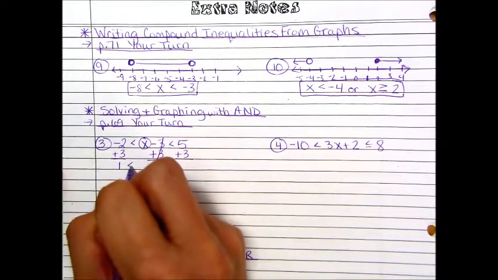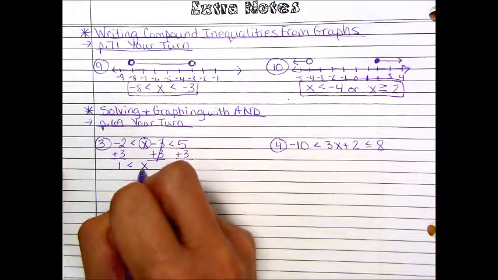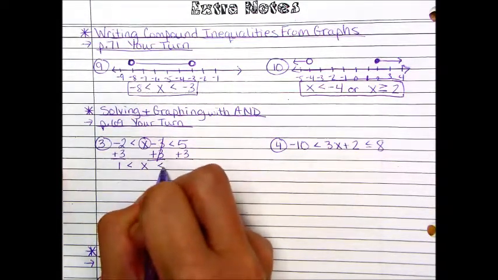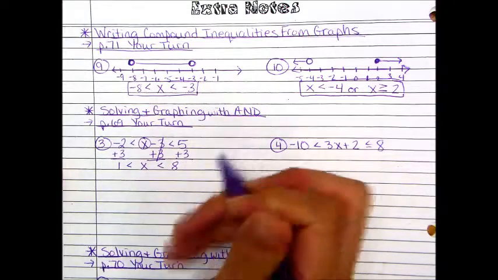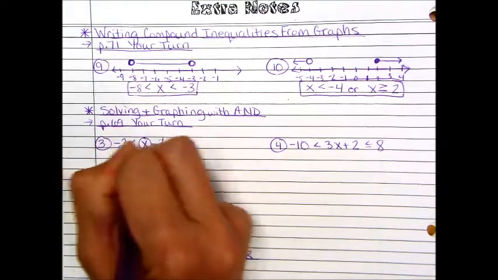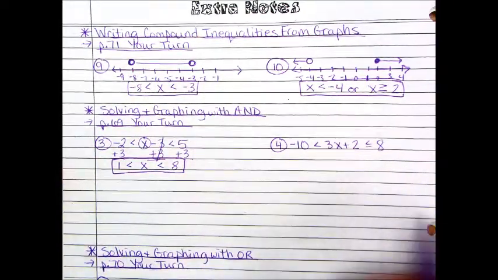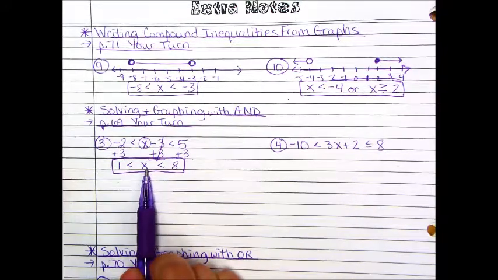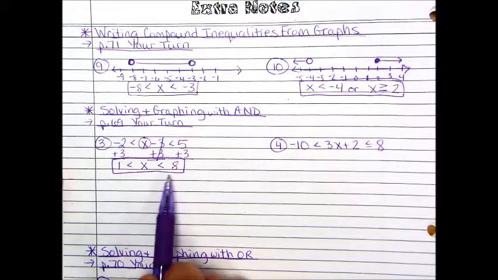Bring down your less than sign. Keep the x in the middle. You have another less than sign, and this would be 8. So my final answer would be 1 is less than x is less than 8, which basically means x can be anywhere between 1 and 8.